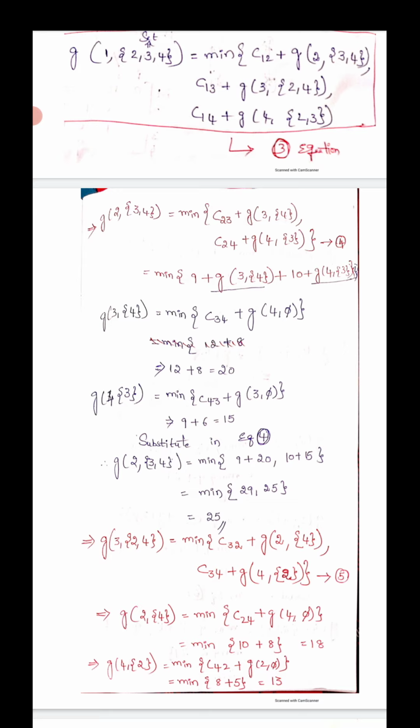Okay, therefore g of 2 comma 3 comma 4 will be assigned to minimum of 9 plus g of 3 comma 4, what can you get? 20, comma 10 plus g of 4 comma 3. I wrote a comma instead of plus here, I made a mistake. Minimum of 9 plus g of 3 comma 4, comma, 10 plus g of 4 comma 3. 4 comma 3, how much can we get? 15. Minimum of 29 comma 25. Which one is minimum? 25 is the minimum. Okay, now we can calculate equation number 3.